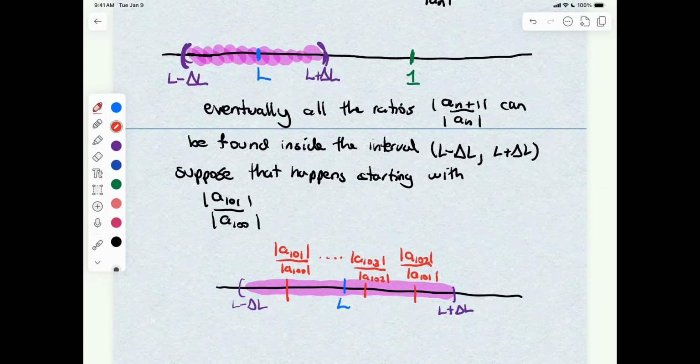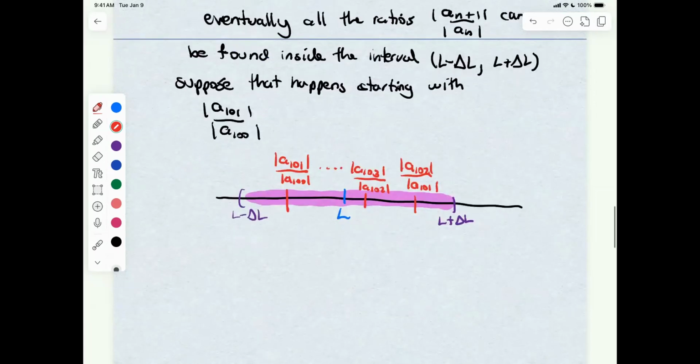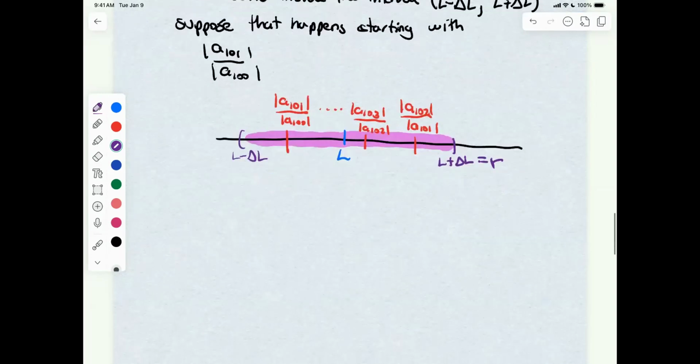Now, what does it mean? In fact, to make this comparison with the geometric series more clear, I'll call this number R, okay? Just to get things ready to do what I want to say. So let's call this R. So what does it mean for all these ratios to be inside this interval? That means that every one of these ratios has to be less than R, right? So each of these ratios must be less than R.